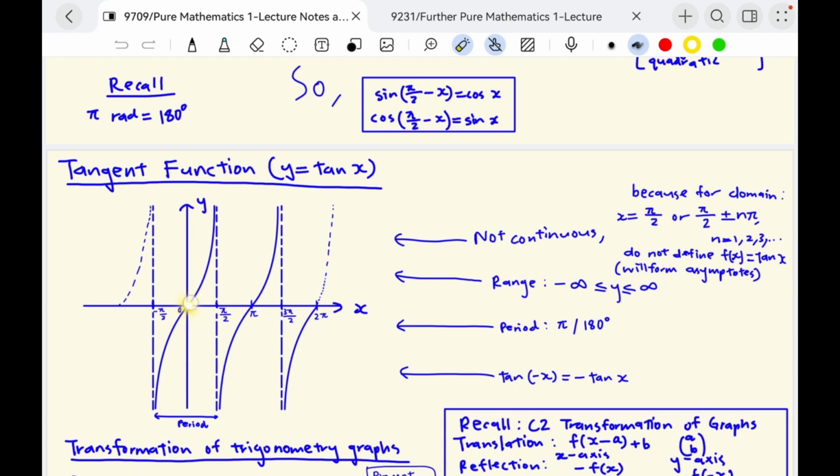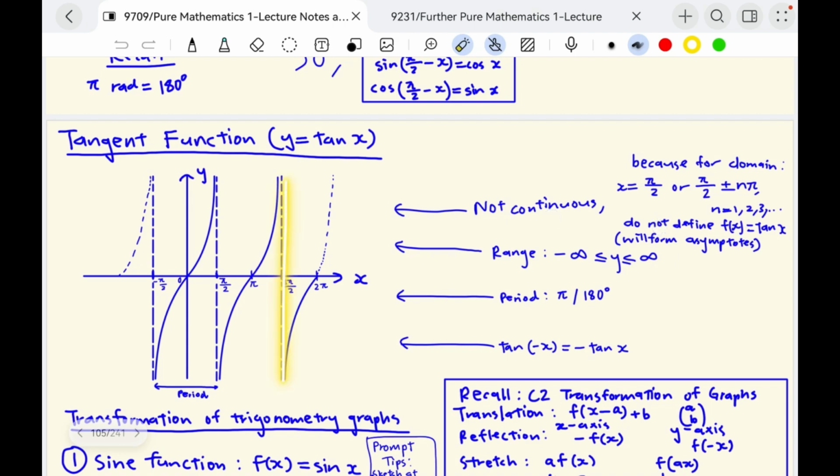Sorry, this 0 is a maximum sine, minimum sine, maximum sine, minimum sine, maximum sine, where this is the maximum cos, minimum cos. So for each asymptote, the cos is minimum for the tangent function. That's why it is non-continuous, because for the domains, no matter how many times pi over 2 plus m times, all of those values do not define the tangent function. And this will form an asymptote.